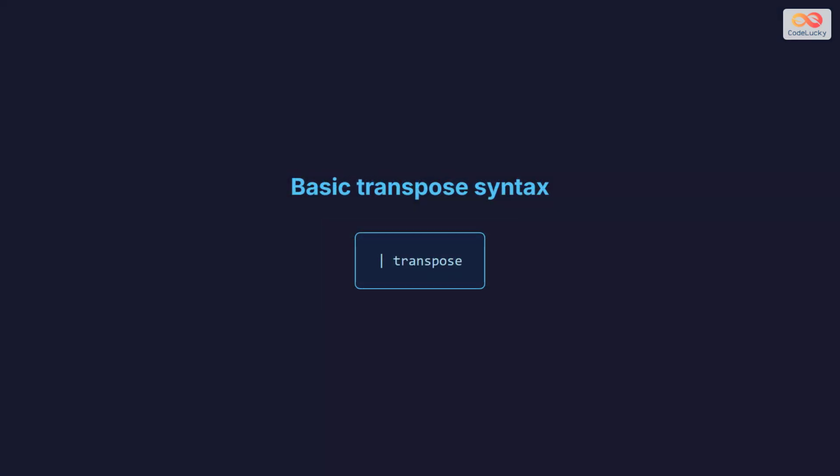The simple syntax to use the transpose command consists of a pipe symbol followed by the word transpose. This basic command flips the table orientation without additional options.